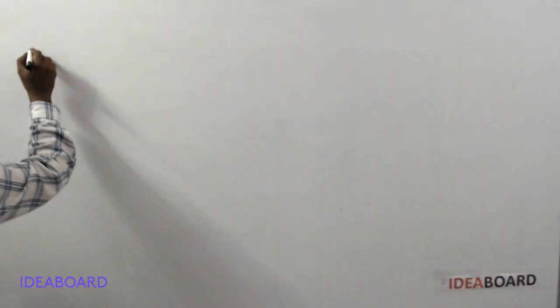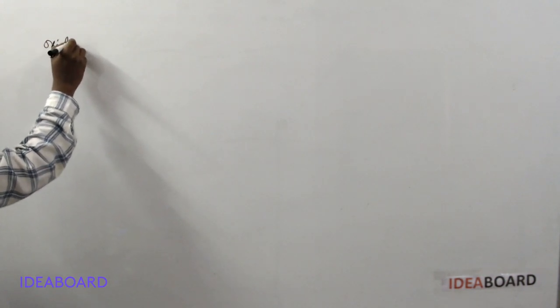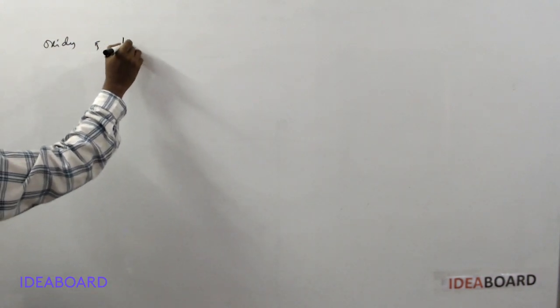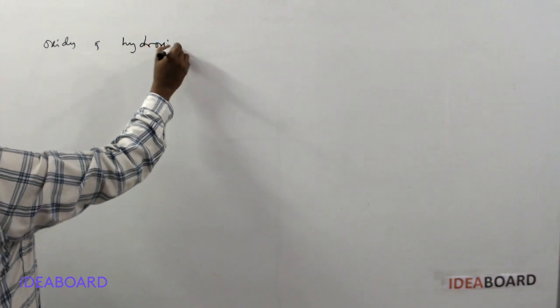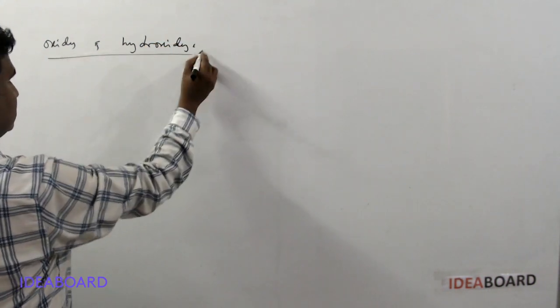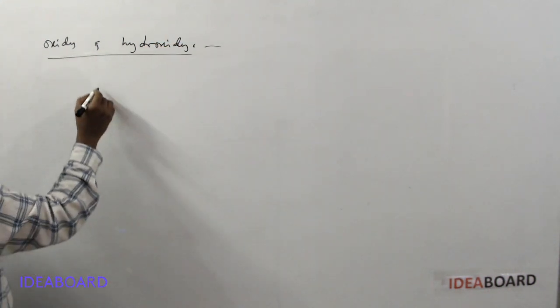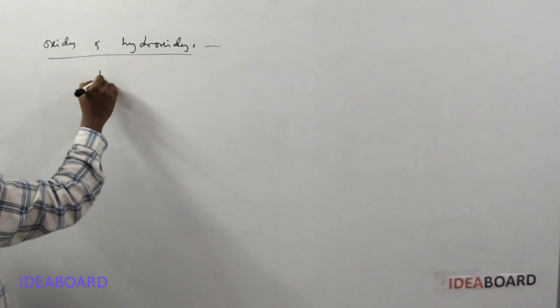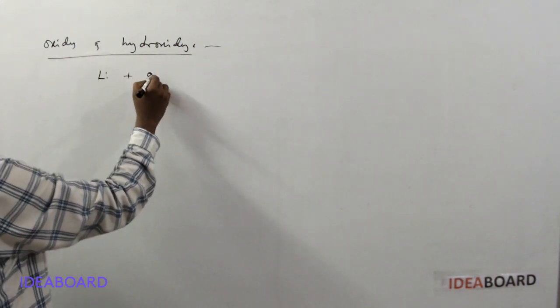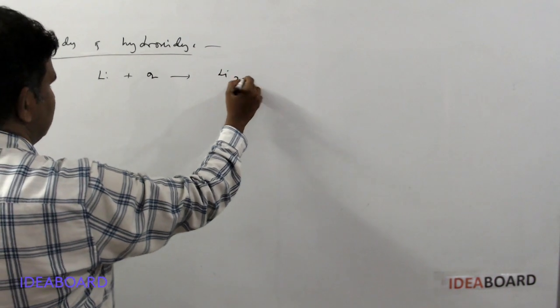The next topic, oxides and hydroxides. Oxides and hydroxides of first group elements. Here, first, if you are taking lithium with oxygen, it forms Li2O.